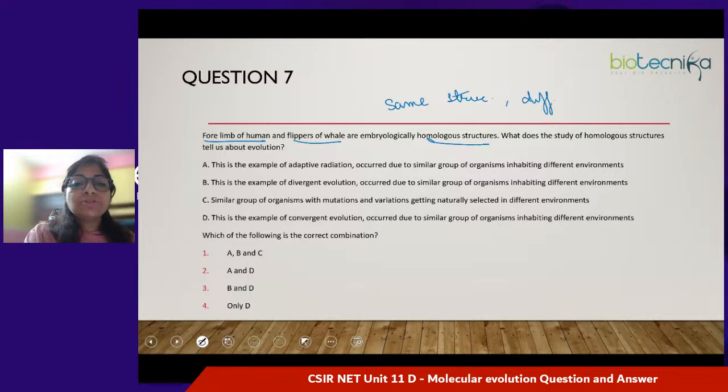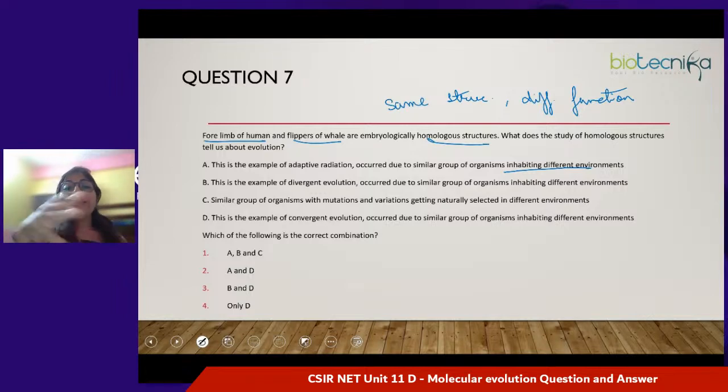but different function. So in case of humans, we use our hands to grab things, whereas the whales, they will use their flippers as fins to travel fast, okay, to swim fast. So statement A says this is an example of adaptive radiation occurred due to similar group of organism inhabiting different environment. Now that is absolutely true, okay, because the whale is a mammal.